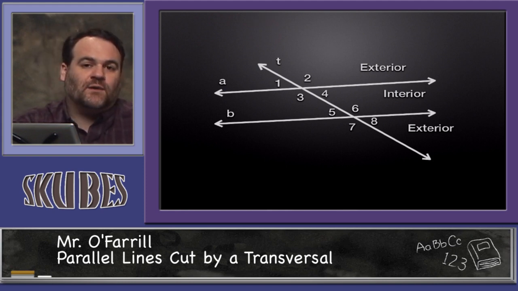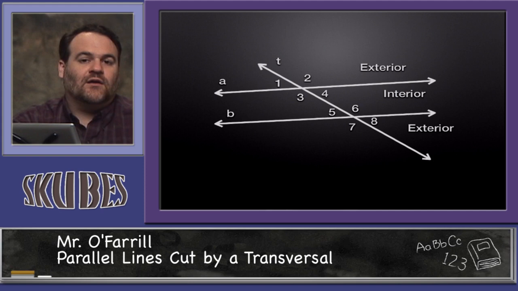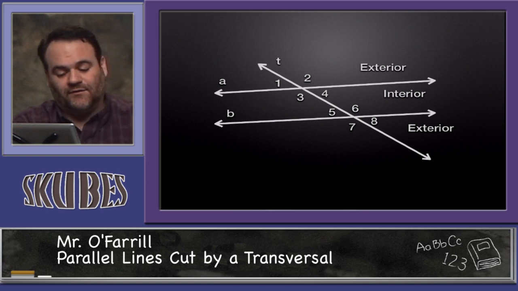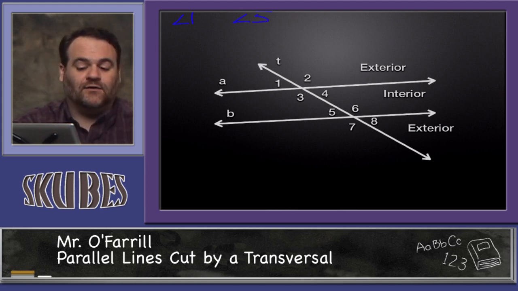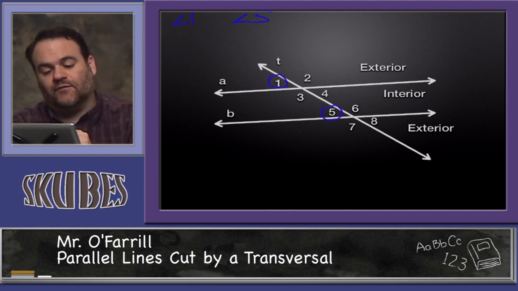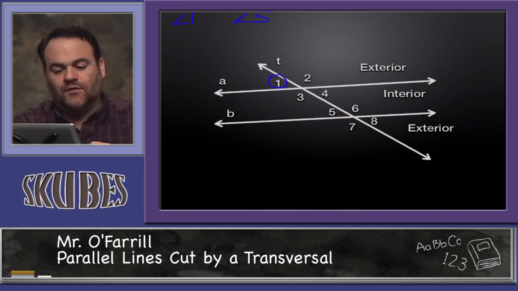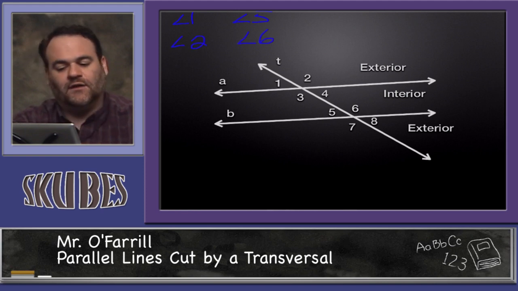Next, we can talk about corresponding angles. Corresponding angles, just like the name implies, correspond to each other. They're on the same side of the transversal, and they're in corresponding or similar positions in relation to the parallel lines. For instance, angle 1 and angle 5 are corresponding angles. Notice, angle 1, angle 5. They're both on the left of the transversal and sitting sort of on top of the parallel line that they're attached to.